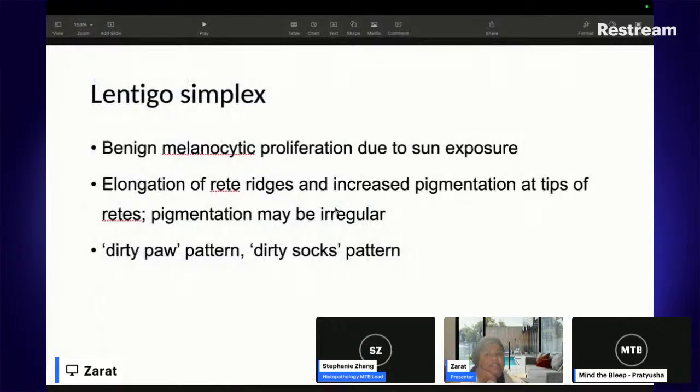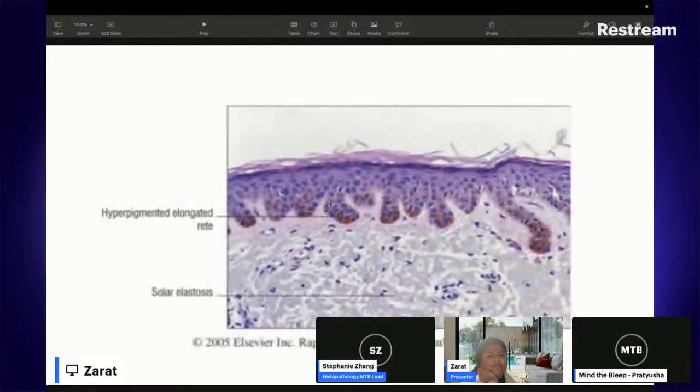This is lentigo simplex. It is a benign melanocytic proliferation. It is due to sun exposure, but it's completely benign. You have lots of melanocytes, you have lots of pigment, and the rete ridges become elongated. And this pigment on the rete ridges is called the dirty paw pattern or dirty socks pattern. If you think about paws of puppies dipped in chocolate, that's what it's supposed to look like. Because this is such a visual specialty, we use a lot of descriptive terms, and that's one of them.